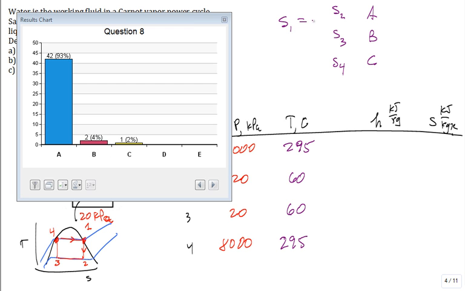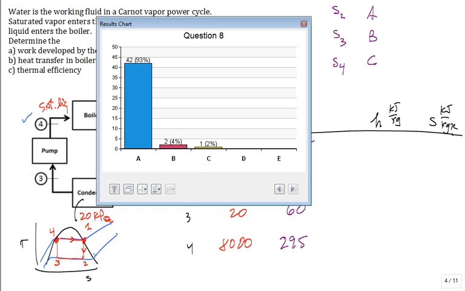Very good. The entropy at state 2, you can just see it from this diagram. They have the same entropy. S2 is equal to S1. So the answer is A.